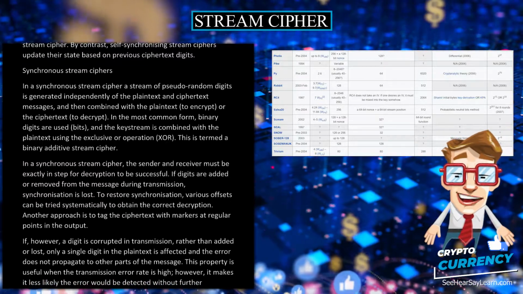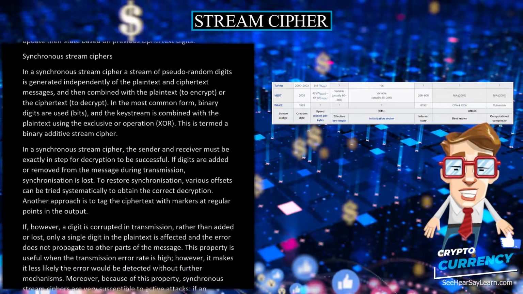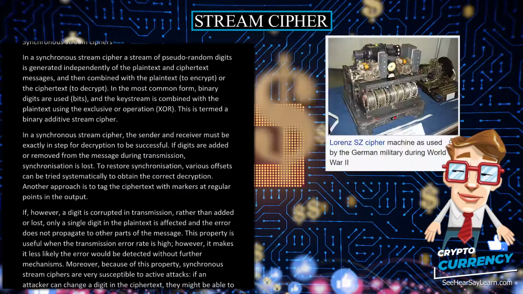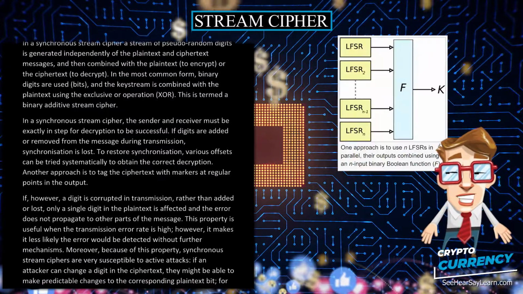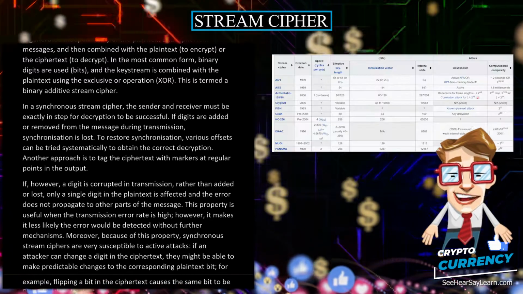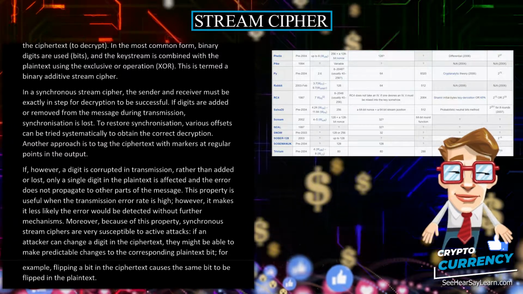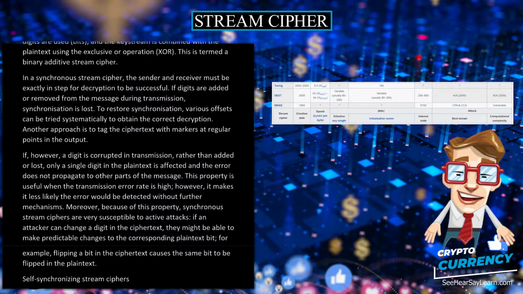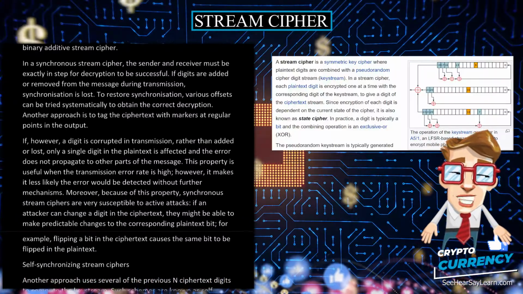In a synchronous stream cipher, the sender and receiver must be exactly in step for decryption to be successful. If digits are added or removed from the message during transmission, synchronization is lost. To restore synchronization, various offsets can be tried systematically to obtain the correct decryption. Another approach is to tag the ciphertext with markers at regular points in the output. If, however, a digit is corrupted in transmission, rather than added or lost, only a single digit in the plaintext is affected and the error does not propagate to other parts of the message.